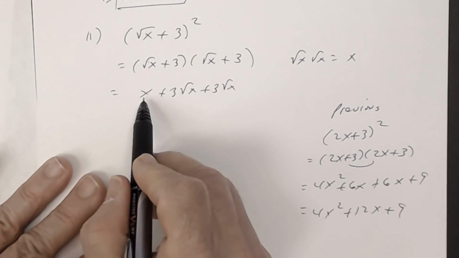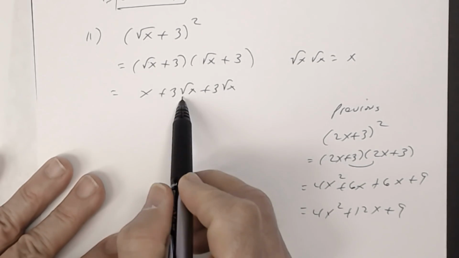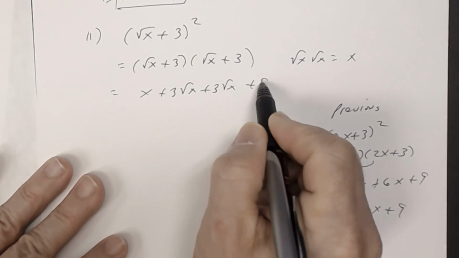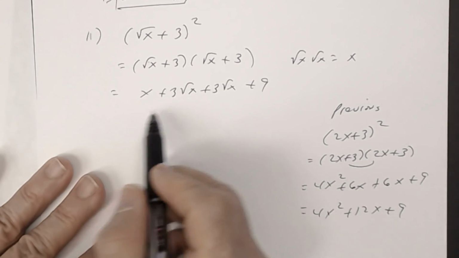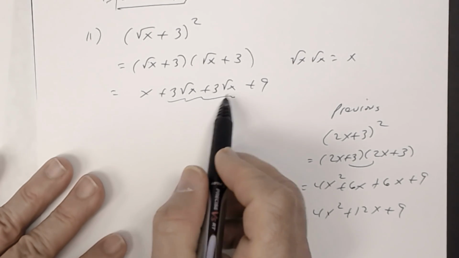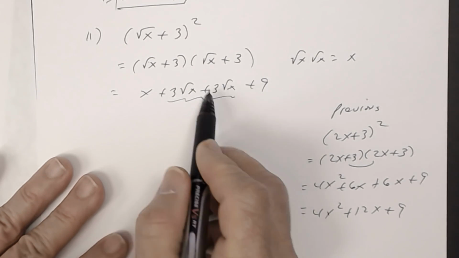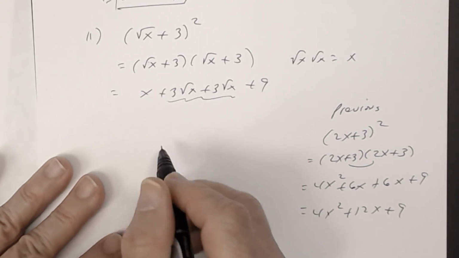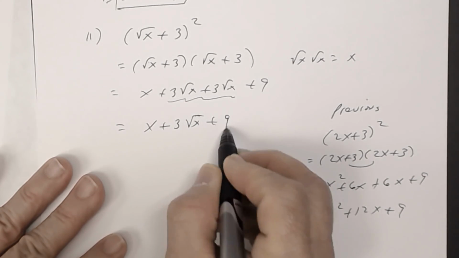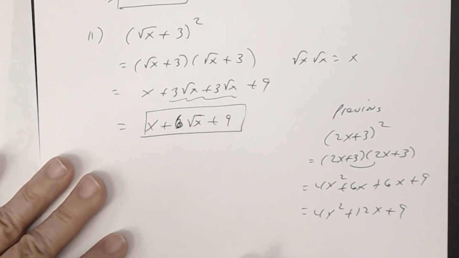So here, the square root of x and square root of x is x. The outer is 3 square root of x. The inner is 3 square root of x. And then 3 times 3 is 9. Combining like terms, these are the only two terms I can combine because this is 3 square root of x and this is also 3 square root of x. So they both have the square root of x. So you just add their coefficients. 3 plus 3 is 6. So that's x plus 6 square root of x plus 9.